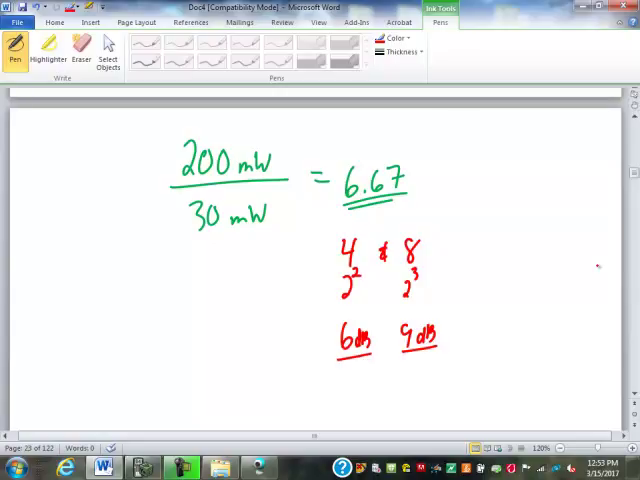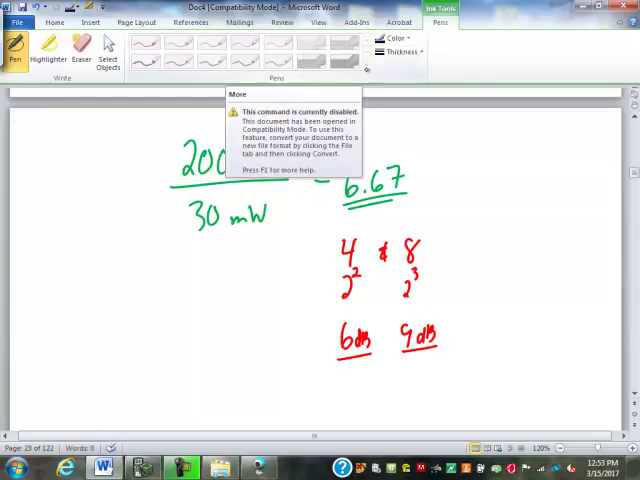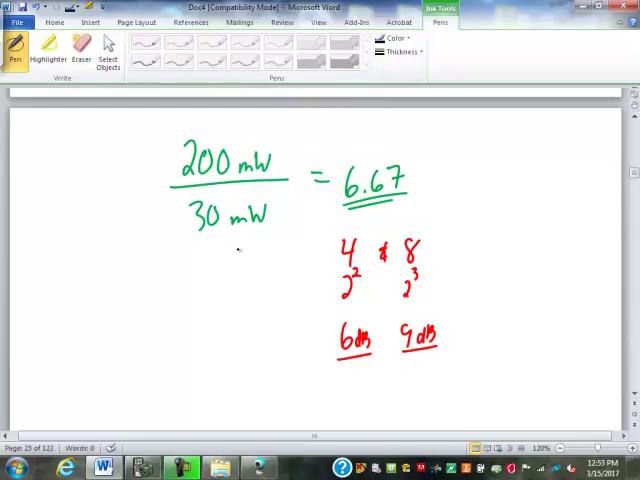You've seen me hit some wrong buttons on my calculator and not catch it. By knowing what the answer is supposed to be, I know that something didn't go right there. I've got to go back and redo it. But yeah, that logarithmic scale is really kind of interesting.